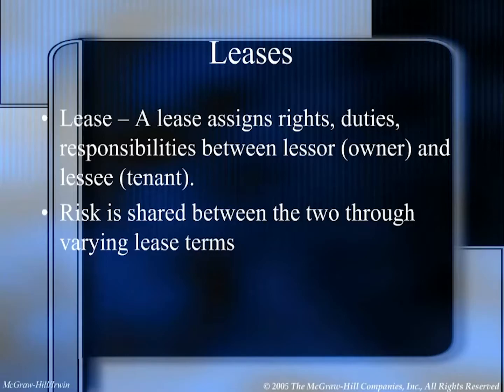The lease assigns the rights, duties, and responsibility between the lessor, which is the owner, and the lessee, the tenant. Okay, so all of the rights, duties, responsibilities are assigned here in the lease. And the risk, this is key, the risk is shared between the two through the varying lease terms. So you can think of this as the same kind of relationship as the bank with the borrower. And how do they share the risk in that aspect? As we just finished studying a lot, they share that risk by who's going to take the interest rate risk and the default rate risk.